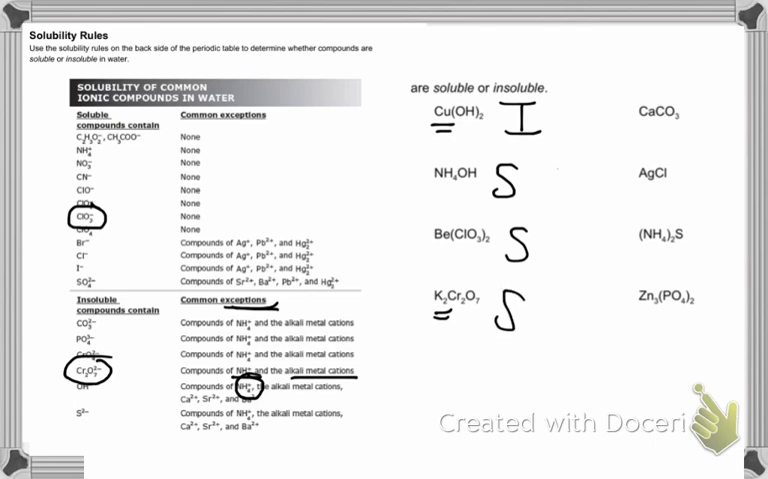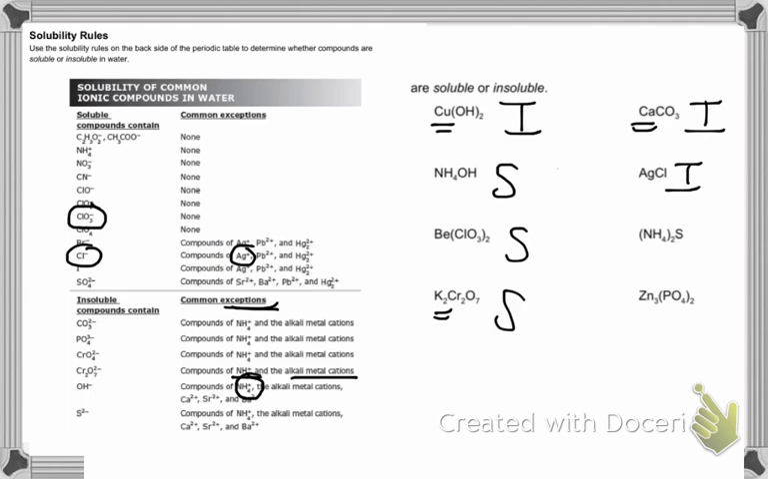Moving on. Carbonate is insoluble unless it's bound to a group 1 metal or ammonium. Well, calcium is a group 2 metal, an alkaline earth metal, so this is going to stay insoluble. Silver chloride. Chlorine is always soluble unless it's with, look, silver. Because silver is an exception, though chlorine is normally soluble, now it's going to be insoluble.